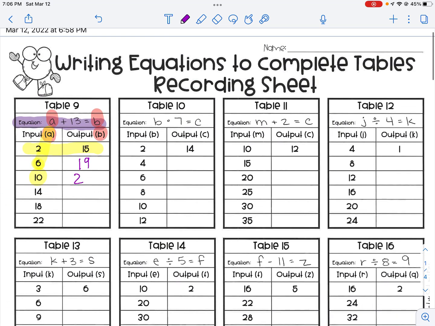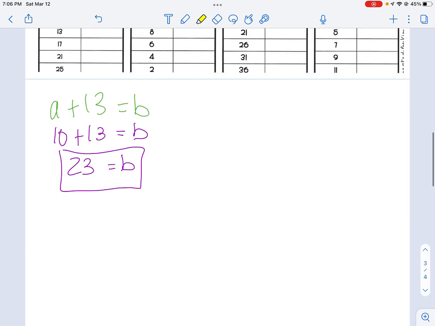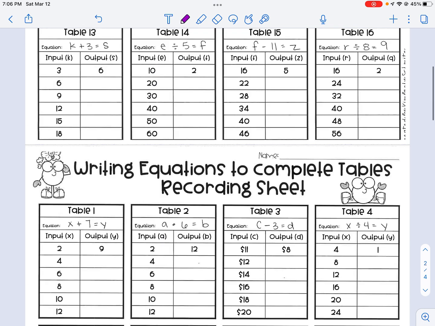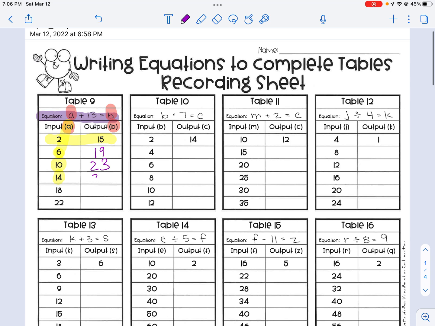And you just keep going, doing the same rule because I'm still in the same table. So now I can do 14 for A. So I got 14 plus 13 equals B. So that's 27 equals B. And you just keep going until you fill out the rest of the table.